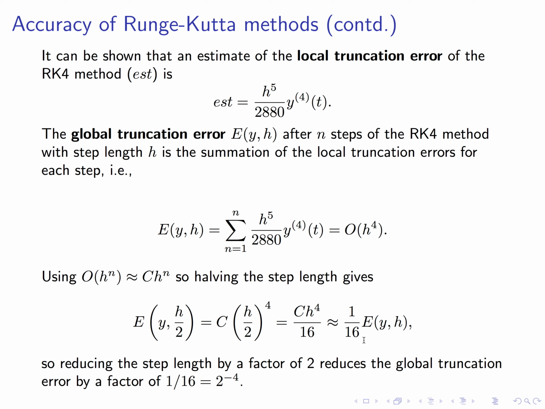Okay, so we're going to have a 16th of the error for h. So by halving the error, we reduce the global truncation error by 1/16. So you can see that as we reduce the step length h, so as we halve step length h, not half the error, we significantly reduce the error. So that means the smaller step length you use, the more accurate.